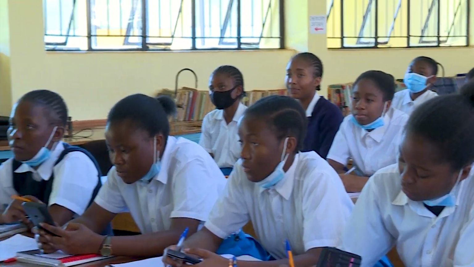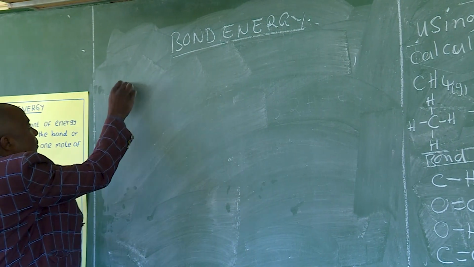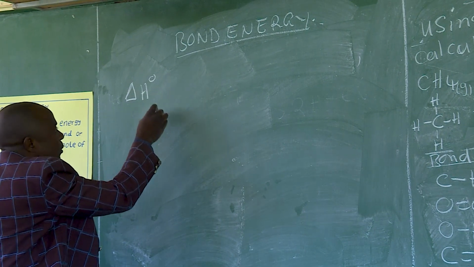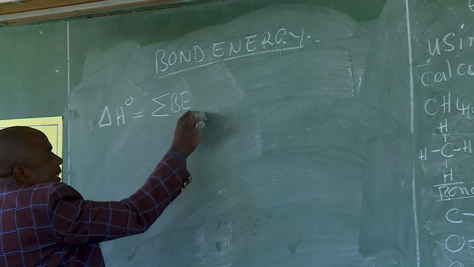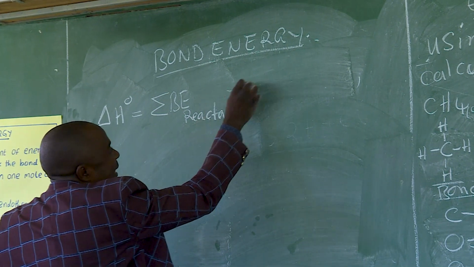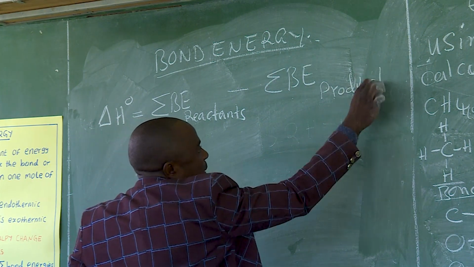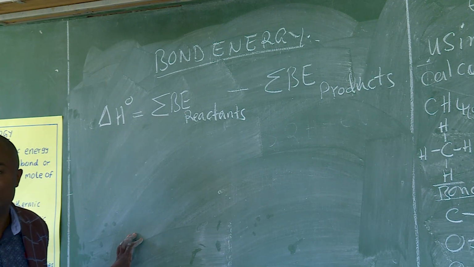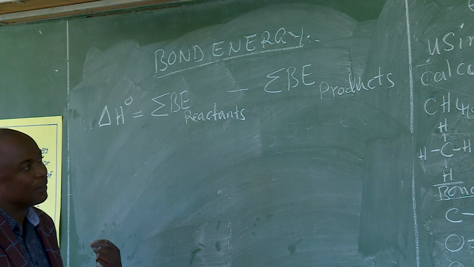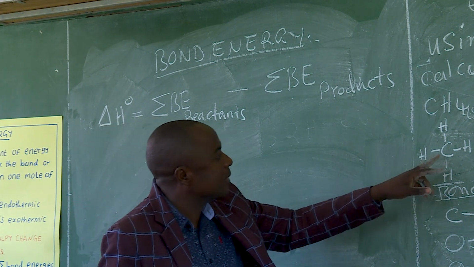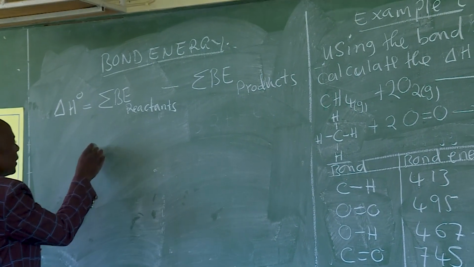So we will now go to our equation. Delta H, the enthalpy change, is equal to the sum of bond energy of reactants minus the sum of bond energy of products. This is the formula that we are going to use. Now, which bonds are being broken? We have to identify the bonds which are being broken. So we have these 4 bonds which are being broken, and these 2 bonds are being broken. So we are going to put an equal sign.